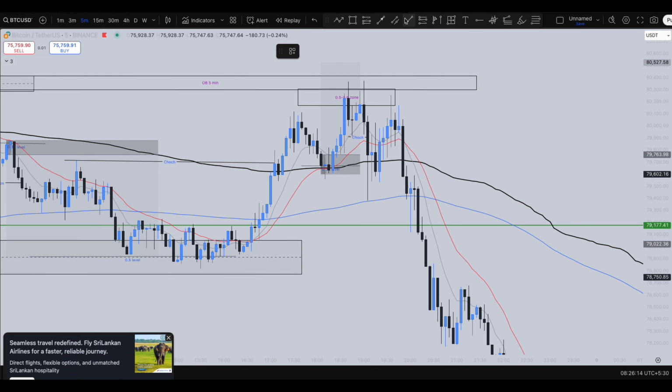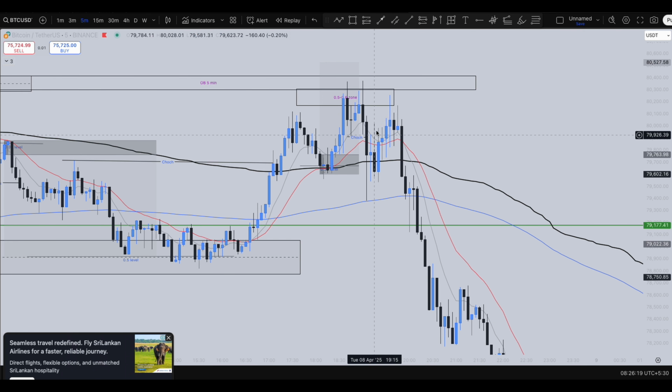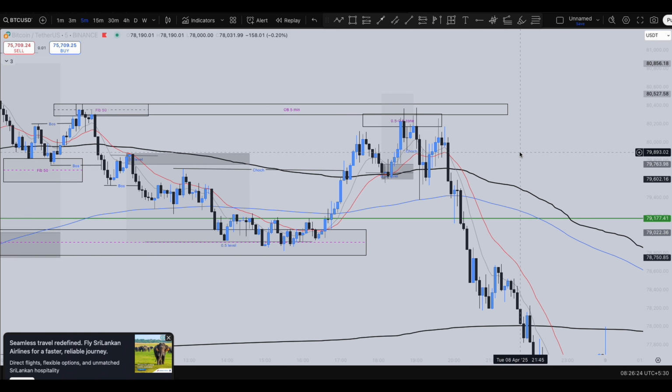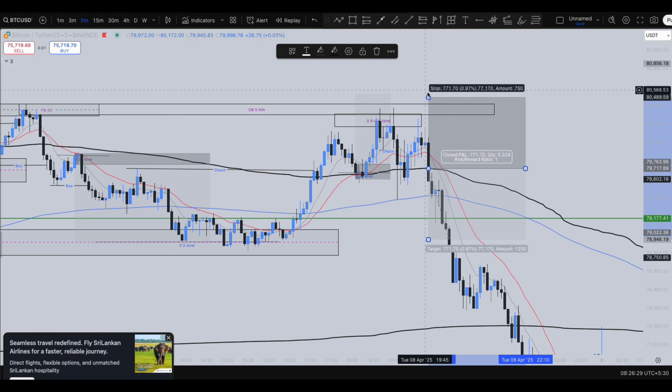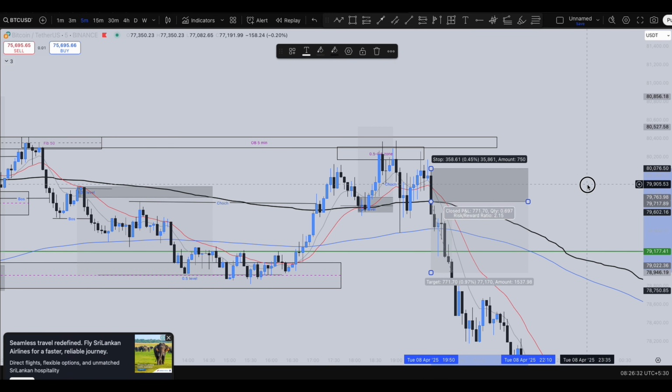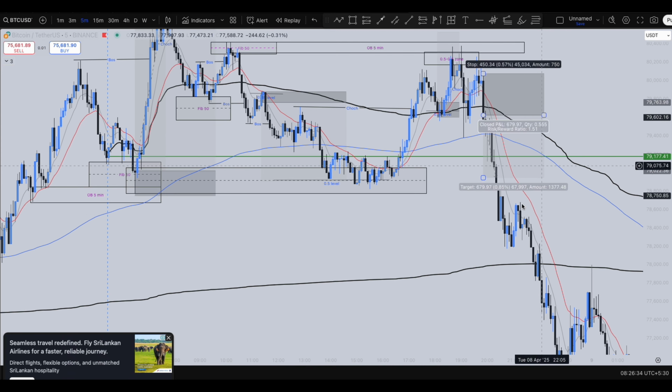After this CHoCH formation, you can consider this order block level also here. And after this, the market mitigated its order block level and showed aggressive selling towards the downside. So this is where you could have easily taken a short position after this kind of huge bearish candle, keeping your stop loss just above that candle and targeting all the way towards the downside.